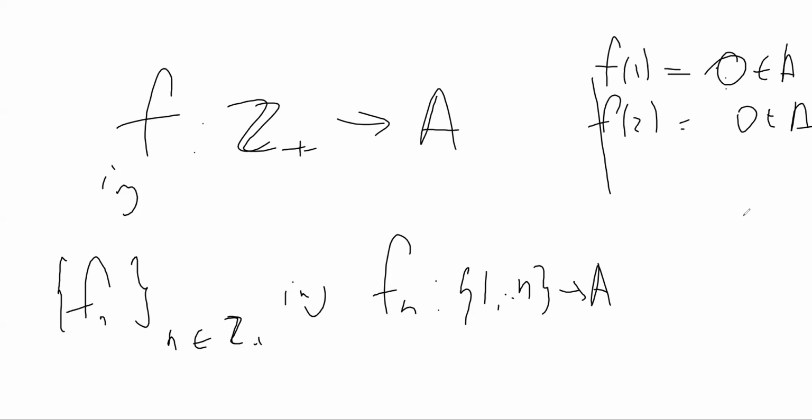Any ideas? So you said that the family of functions Fn is always injective from 1 to n into A, right? Mm-hmm. Okay.